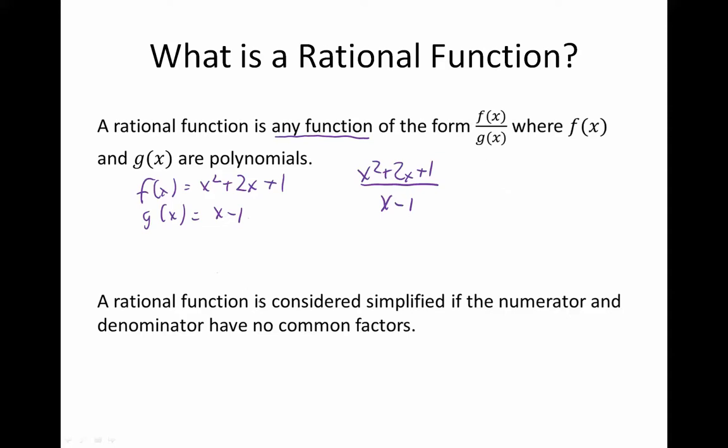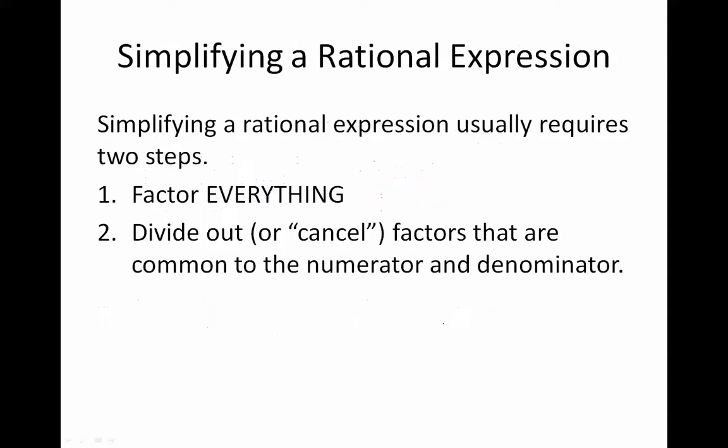Now, a rational function is considered simplified if the numerator and the denominator have no common factors, which means if we want to simplify a rational expression, we first factor everything, right? Take a look at every polynomial and factor everything. And then you divide out or cancel factors that are common in the numerator and the denominator. So let's look at an example of this.